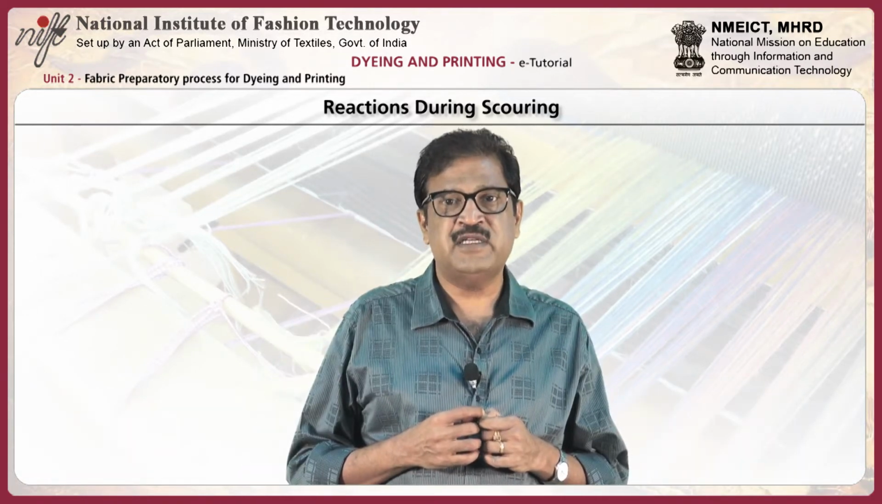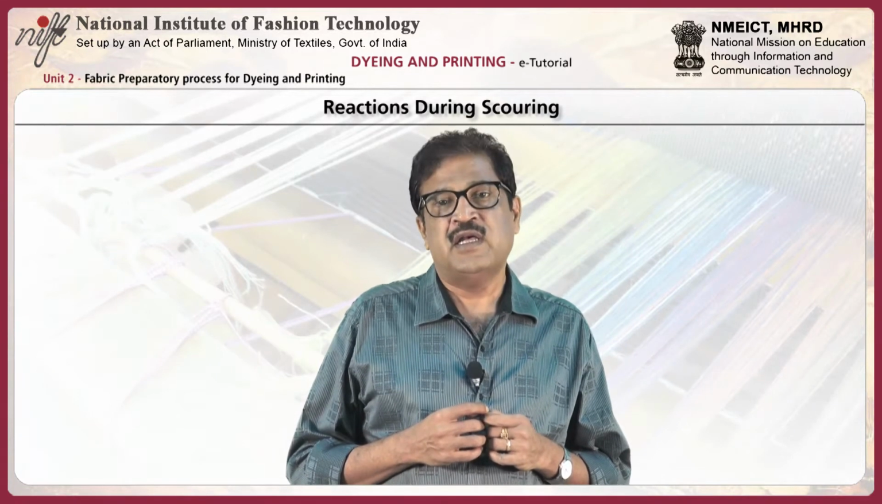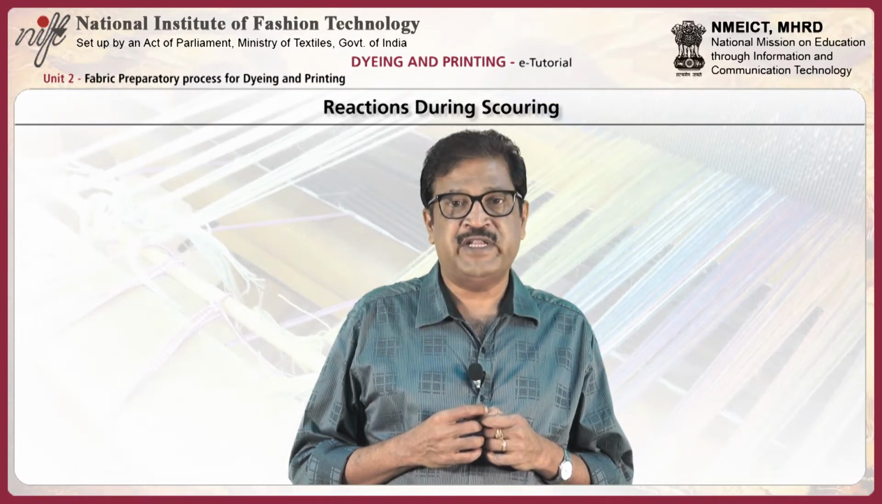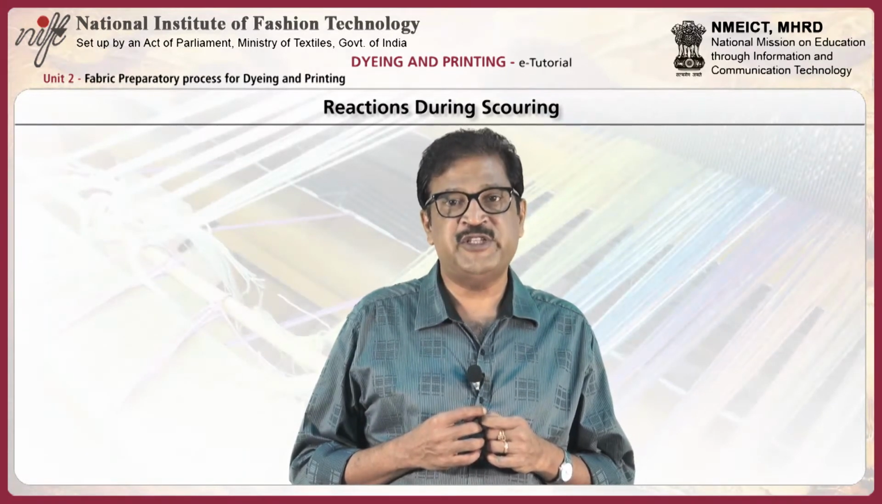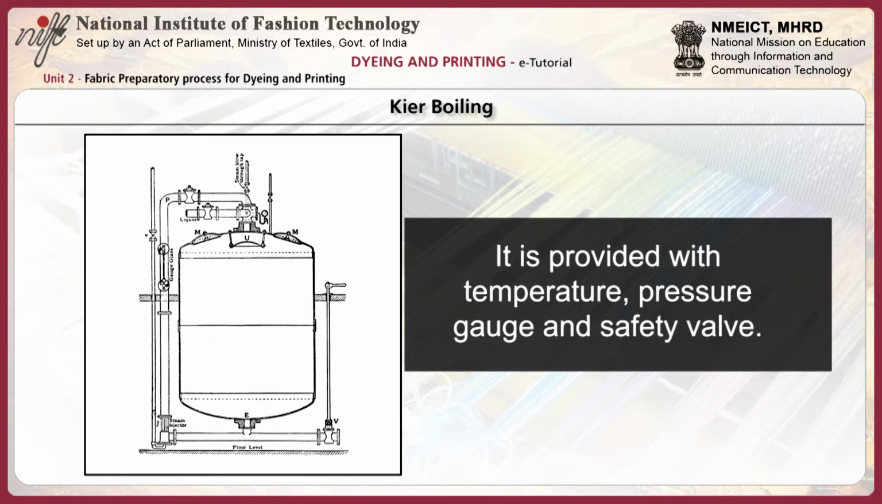There are different methods normally being used for scouring the cotton material. Let us discuss about the conventional process of scouring, which we normally call as Kier boiling. A Kier is a cylindrical vessel capable of holding 250 to 500 kgs of fabric. It is provided with temperature, pressure gauge and safety valve.